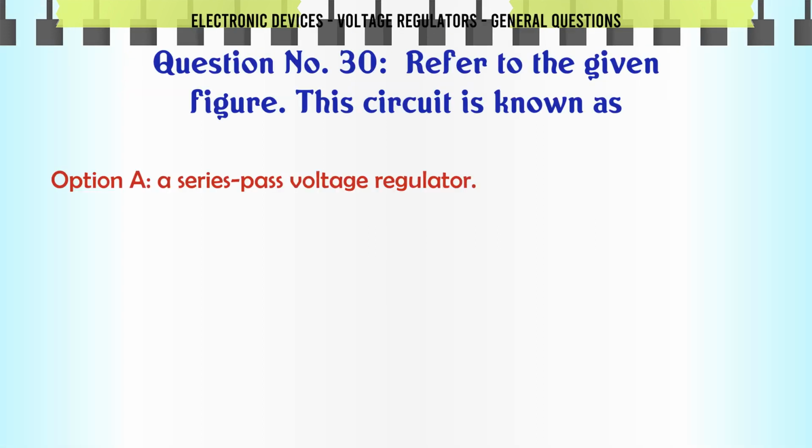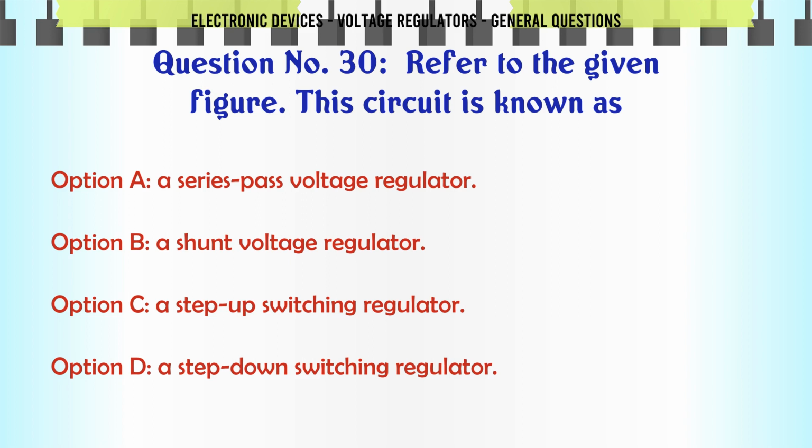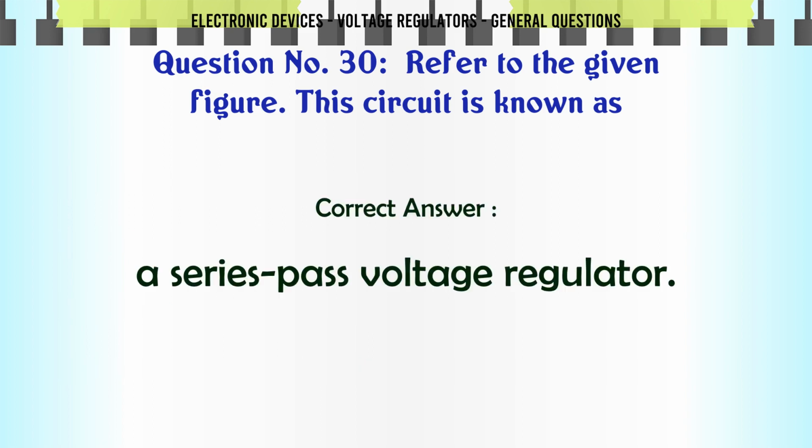Refer to the given figure. This circuit is known as A. A series pass voltage regulator, B. A shunt voltage regulator, C. A step-up switching regulator, D. A step-down switching regulator. The correct answer is a series pass voltage regulator.